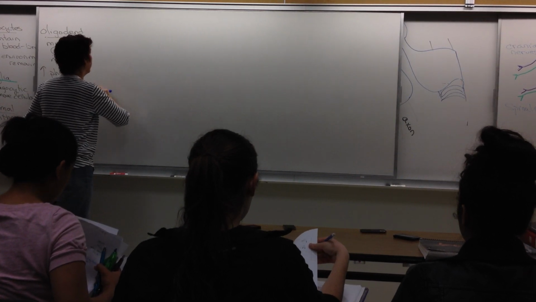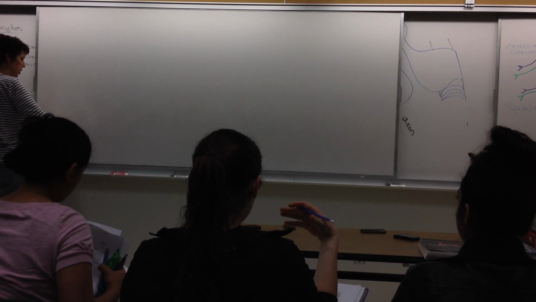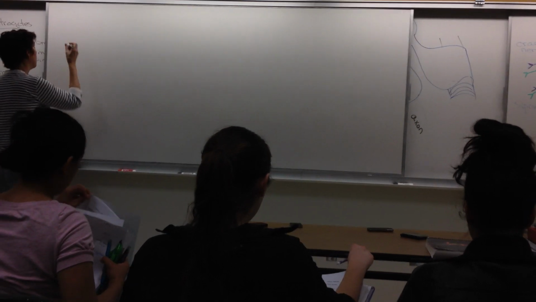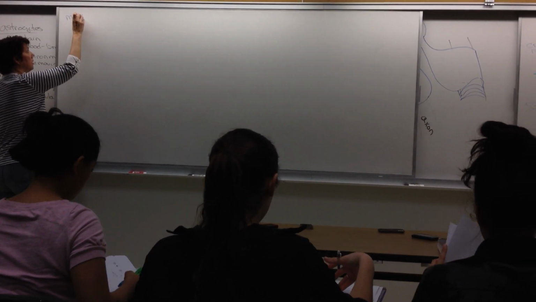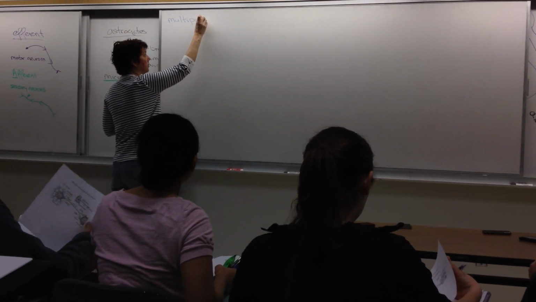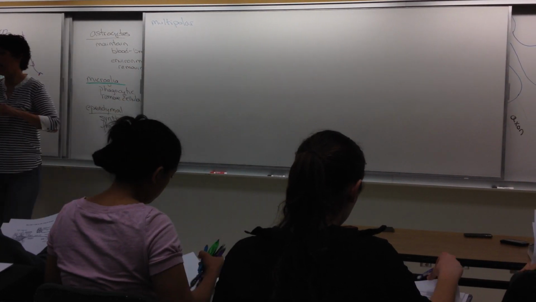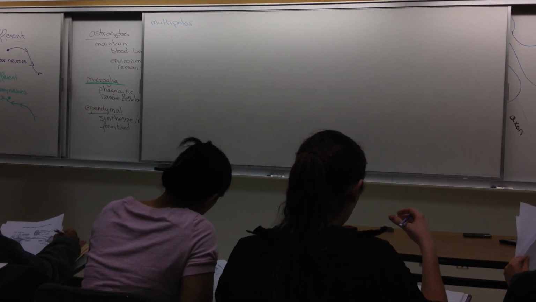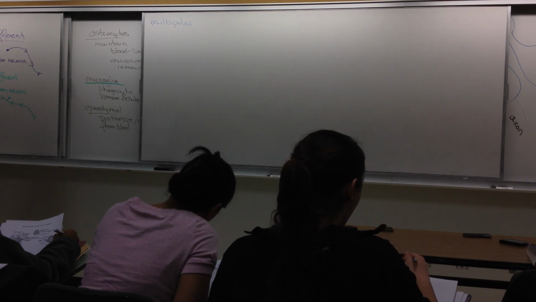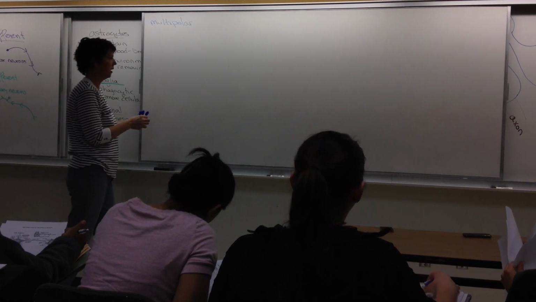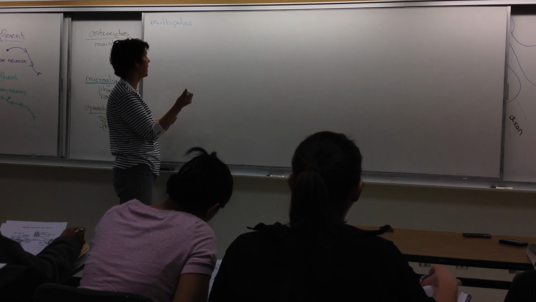So the typical neuron that I'm going to diagram, by its shape, is identified as a multipolar neuron, meaning it has multiple processes. In lab, we'll look at bipolar and pseudo-unipolar neurons, which have one or two processes.